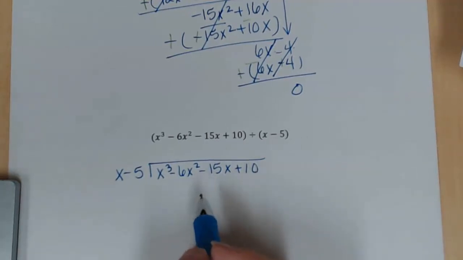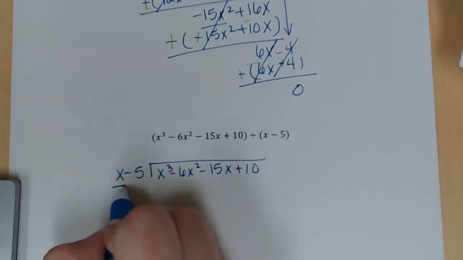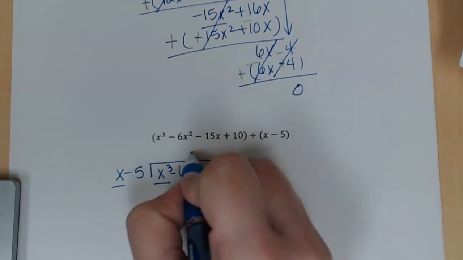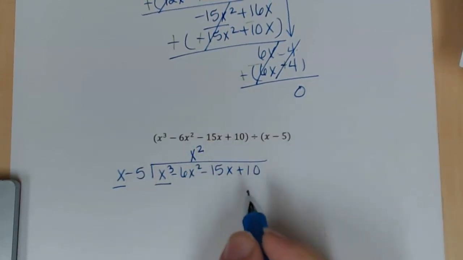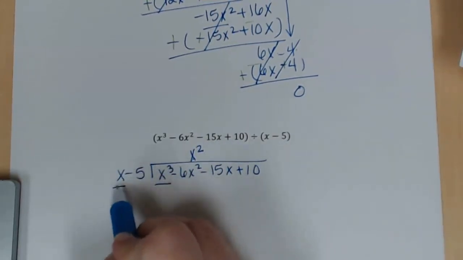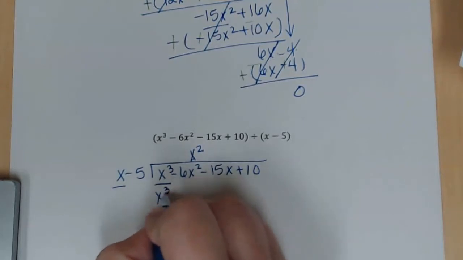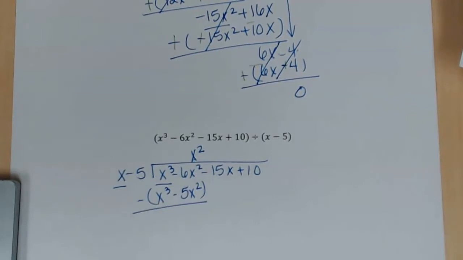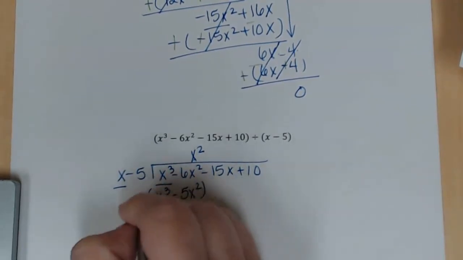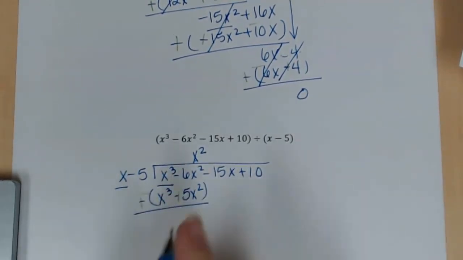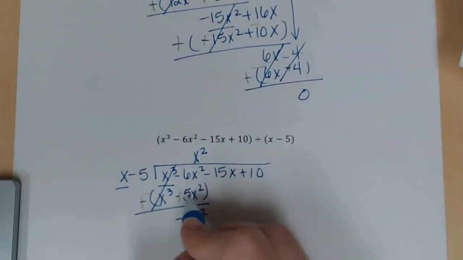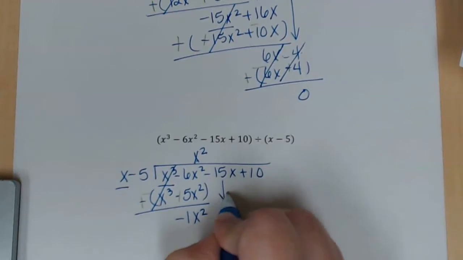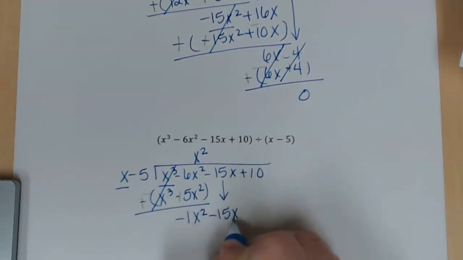So I'm going to compare numbers. x times what would give me x cubed? That would be an x squared. Multiply. x squared times everything out front, so that gives me x cubed minus 5x squared. I want to subtract that whole thing. So just multiplying and subtracting. Change all the signs. This cancels. I'm left with negative 1x squared, because negative 6 and positive 5, and bring down the next term, minus 15x.